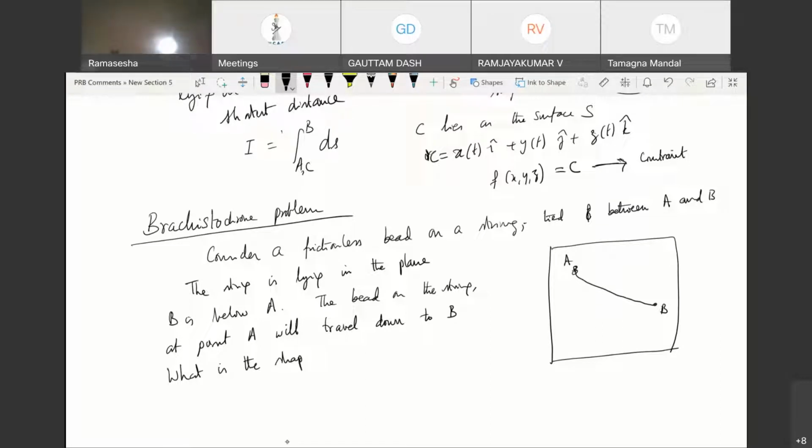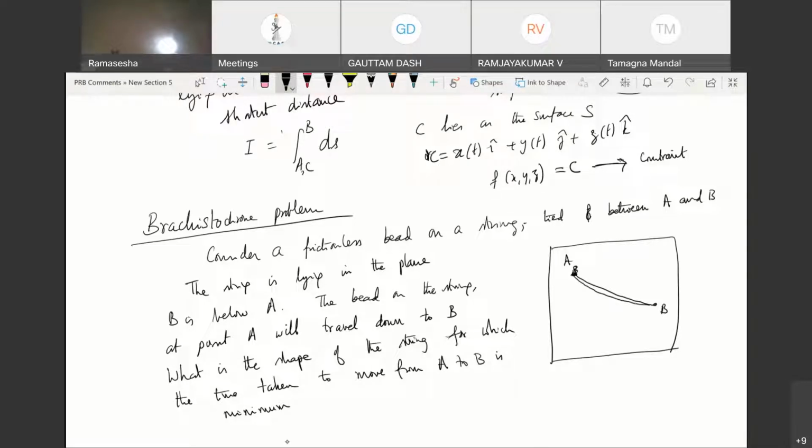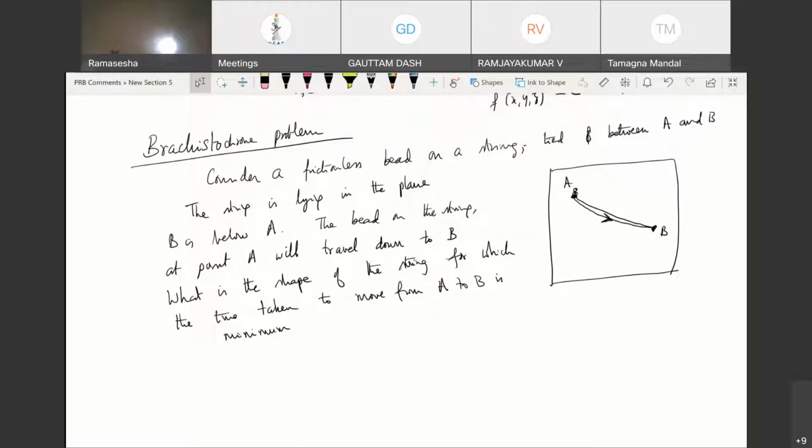for which the time taken to move from A to B is minimum? I want to have the fastest path by which the bead can travel down from A to B. Okay, so it is called the Brachistochrone problem. Chrone actually means time.